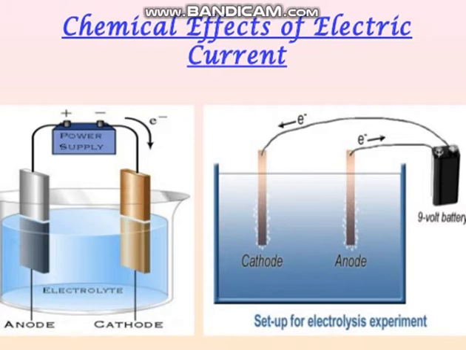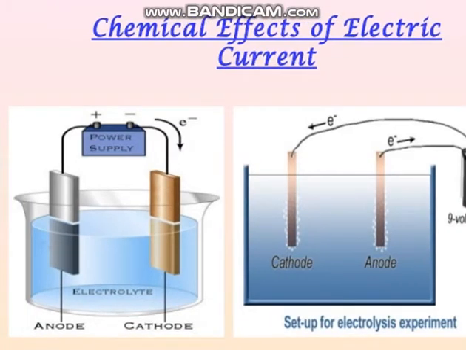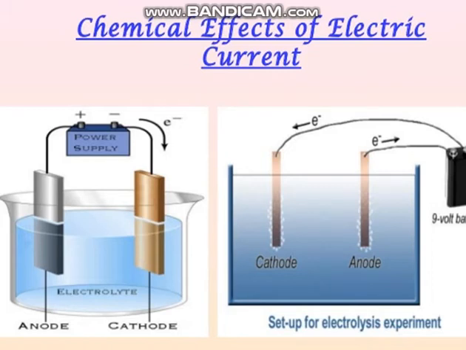You can see in the diagram the labeling is given, cathode and anode. This is the setup for the electrolysis experiment. We require a battery, which is used as the source of the electric current. Then two terminals are required. The one which is attached to the positive terminal of the battery is named the anode. The other one, which is attached to the negative terminal of the battery, is known as the cathode.